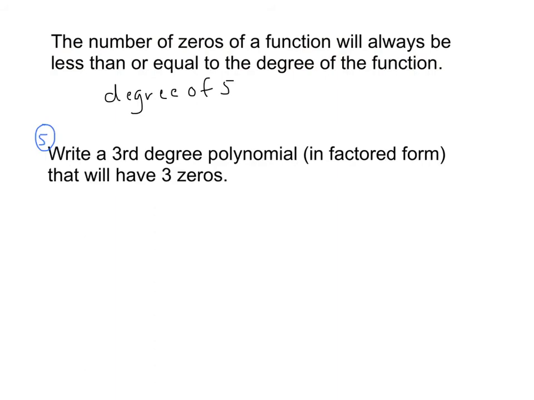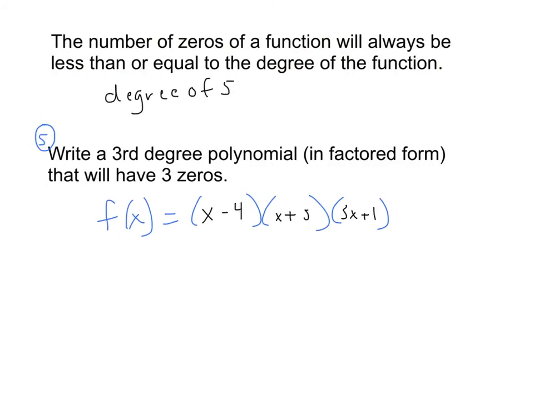Okay, so real quick example here. Let's write a third-degree polynomial in factored form that will have 3 zeros. What do I mean by that? Well, let's just call this f of x. In factored form means we've got things that are being multiplied. And I could make this, let's say, x minus 4, x plus 5, I don't know, 3x plus 1. Okay, and there we have it.